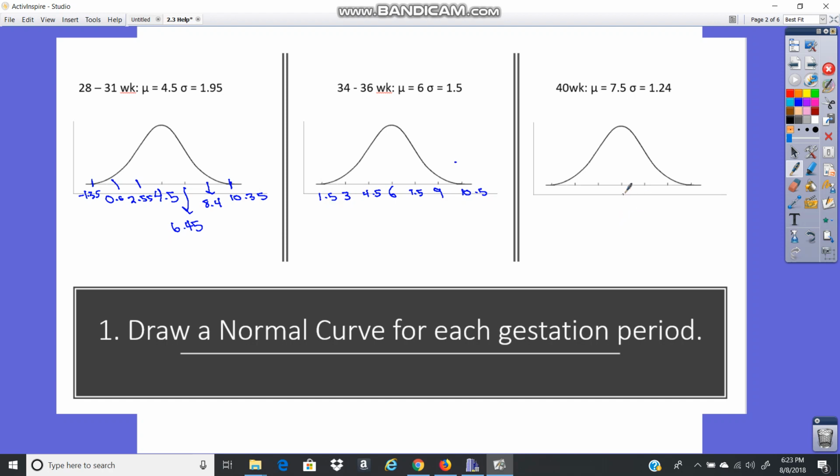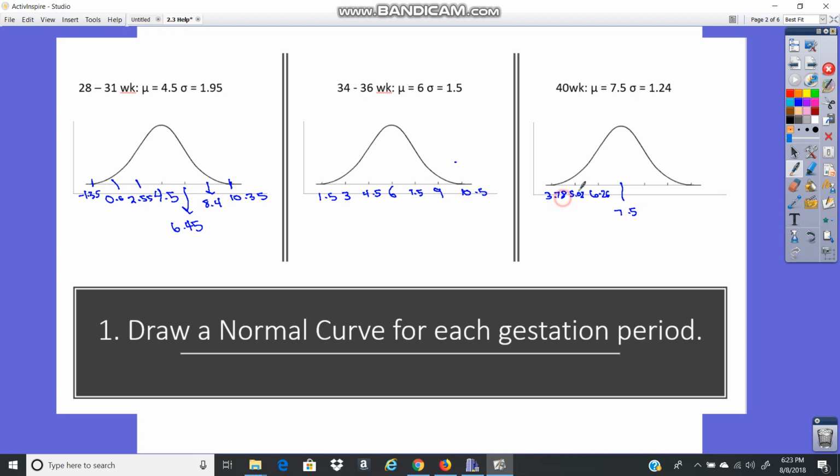And then for my 40 week, my mean here is 7.5, and I have a standard deviation of 1.24. So we'll start by subtracting 1.24. It's going to give me 6.26. Then I'm going to subtract 1.24 again. It's going to give me 5.02. And then I'm going to subtract 1.24 again. That's going to give me 3.78.